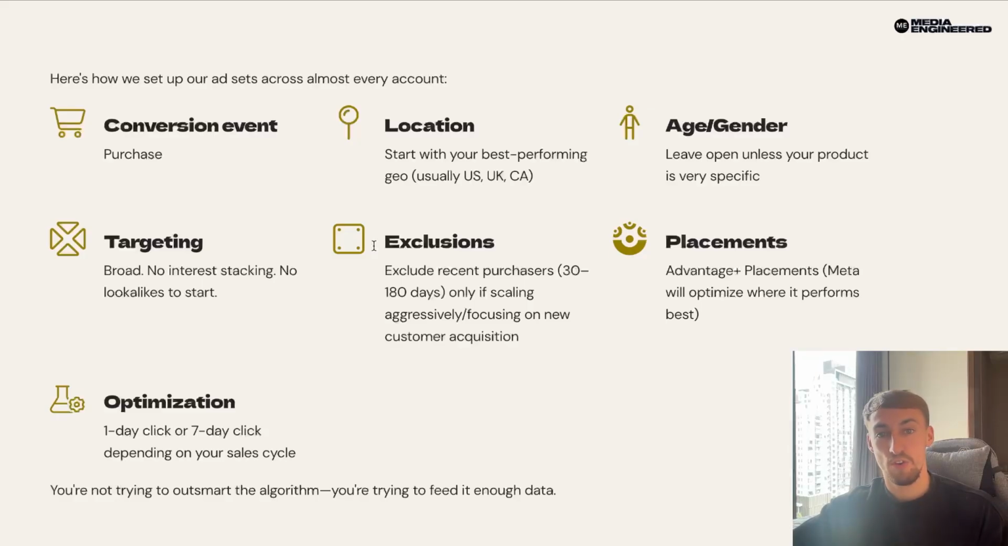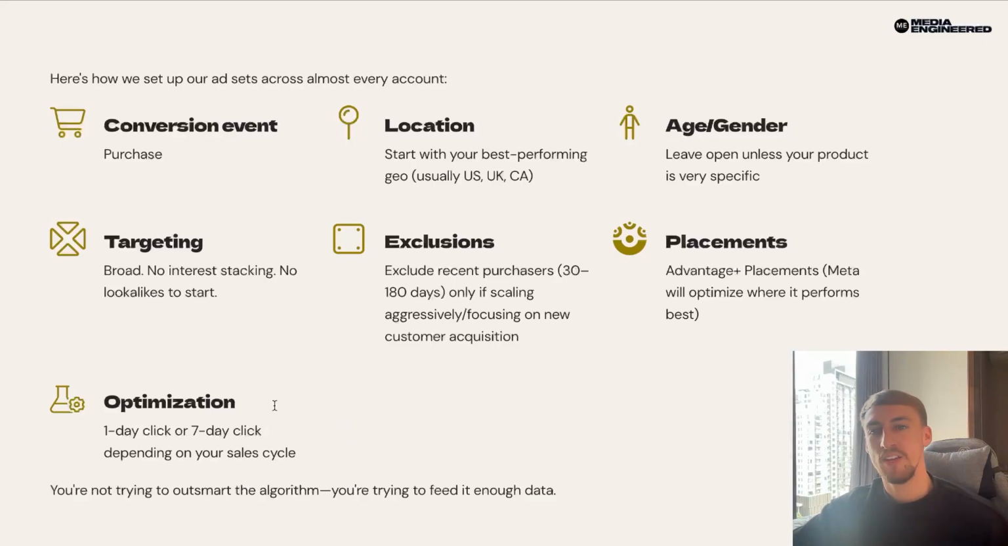So excluding recent purchasers, 30 to 180 days, can be important if you are focusing on just new customers and you don't want any repeat buys, you don't want any retargeting. Now in terms of placements, we usually use Advantage Plus placements. Meta usually optimizes where it's going to perform best and puts your ad there. And then finally, optimization. So 1-day click or 7-day click, depending on your sales cycle.